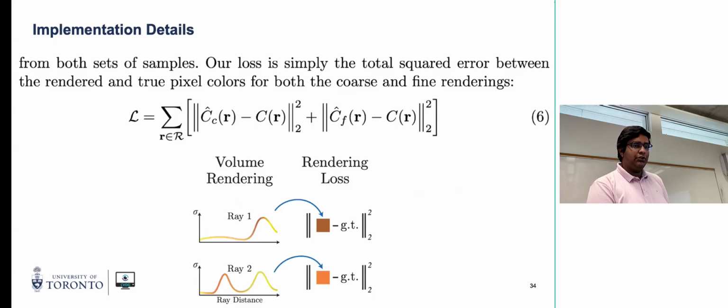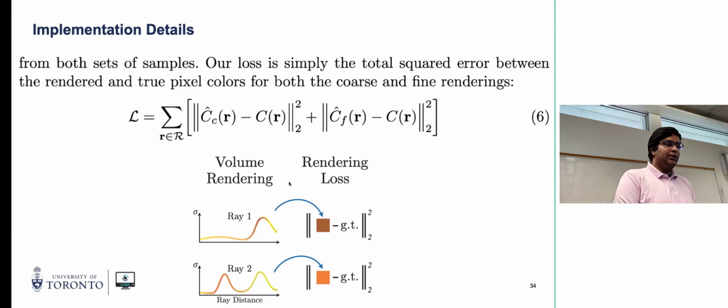Now let's talk about some more implementation details. So the loss over here is basically just a squared error loss between the rendered and true pixels for both the coarse as well as fine renderings. And the way we get this ground truth is basically we have something known as SFM algorithms, basically a COLMAP algorithm, which gives a rough estimate of these ground truths, which we can use to train our model over here.